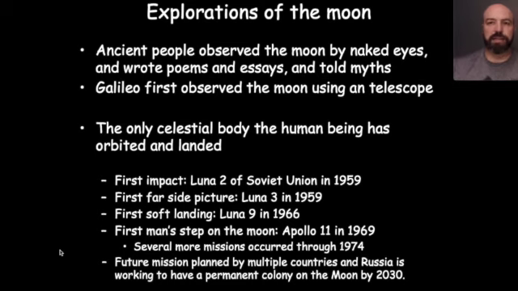We did end most of our missions after the mid 1970s. It was seen as not important anymore, but that is ramping back up. There's actually plans by Russia working to have a permanent colony on the moon by 2030, while we, the U.S. and NASA, are working more towards looking at Mars.